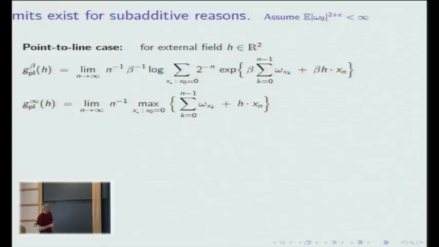The familiar thing, right? There's the partition function again. I threw in a factor 2 to the minus n there just to make these sums into expectations over random walk paths. It's sometimes convenient. And then log in the front, 1 over n, gives us a limiting function g of h. So it's a deterministic function, nice, Lipschitz continuous, convex.